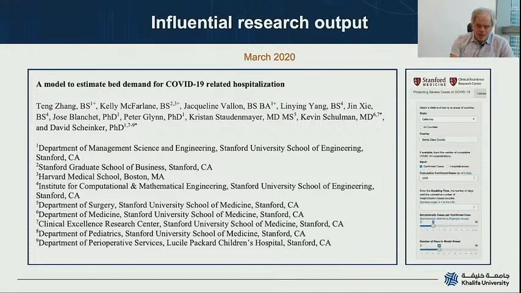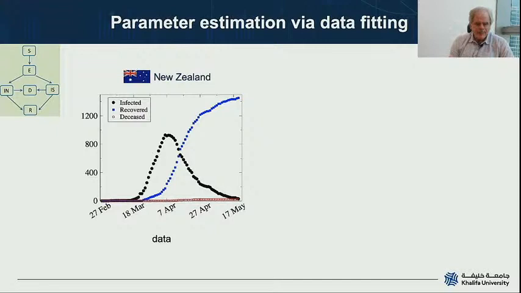How do we use this model? I will briefly describe how we use this model and what we expect out of these population models. Let's look at the data from New Zealand. What you see here are data for infected, recovered, and diseased people in New Zealand over time.